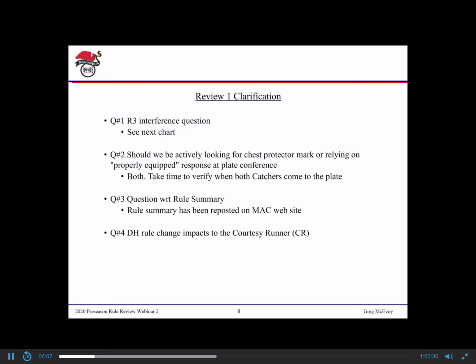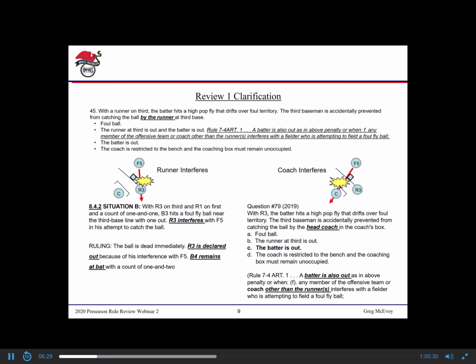There was a question regarding the rule summary. I reposted that onto the MAC website, so that is now available yet again for anyone who wants to take that rule summary with them to their games and incorporate it in their pregame. And then there was a question regarding the DH rule and how it impacts the courtesy runner, so I have a chart on that. So here's that question that we discussed the first time at our last webinar.